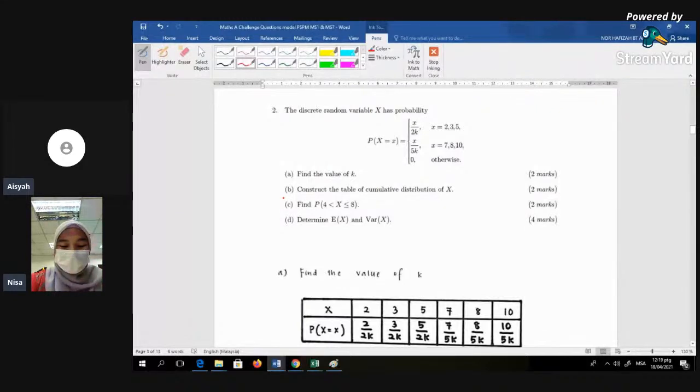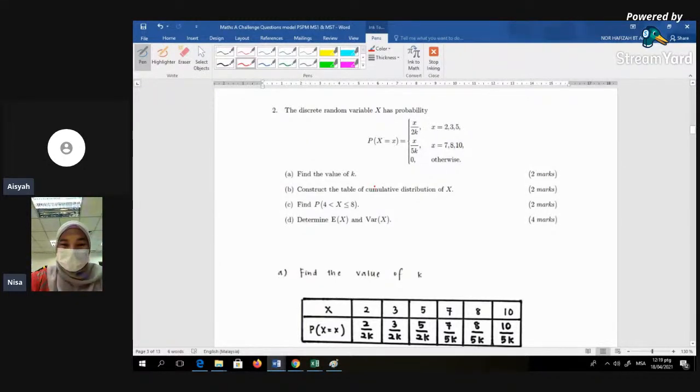Okay, so next we move to question number 2. That is the data given for the question. So the question asks to find the value of k. So first, we need to construct a table of x and probability of x to make it easier.